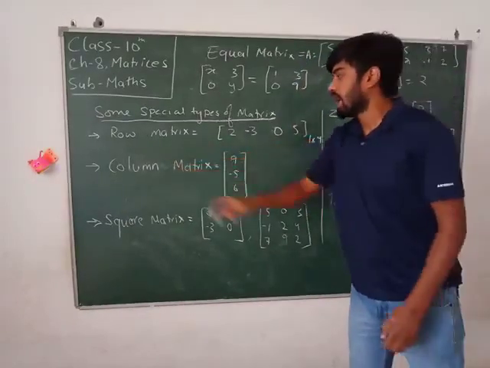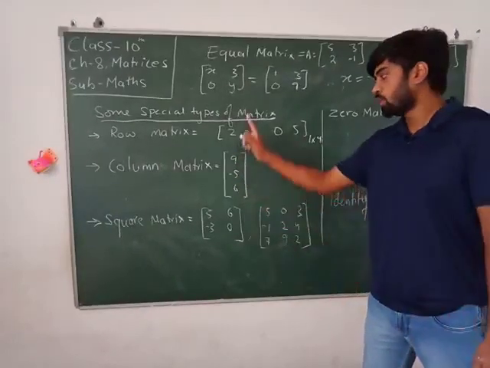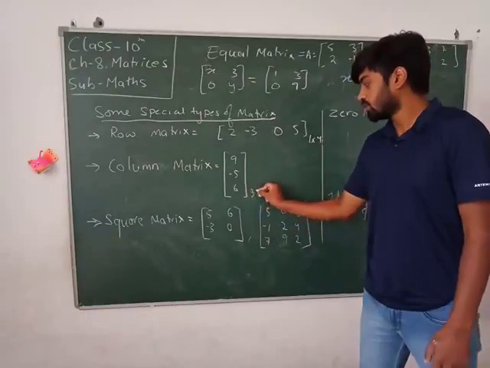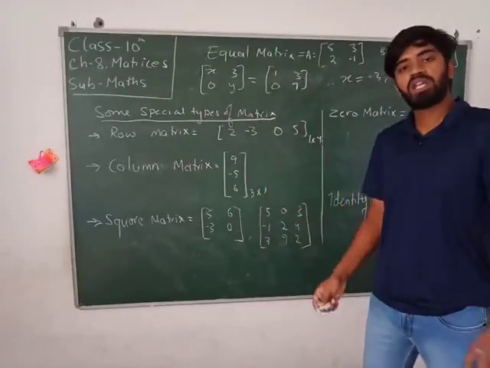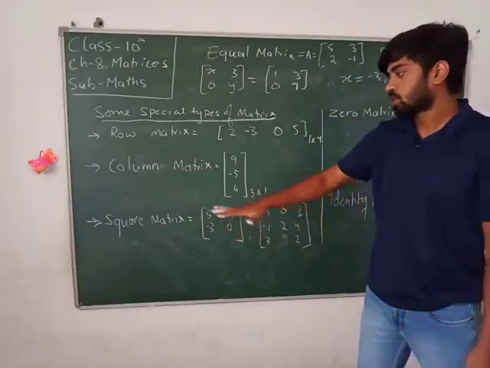Let's say this. How many rows do you see? 1, 2, 3. But how many columns do you see? Only one column. So what will you write? 3 into 1. What is the order of this? 3 into 1. Okay. Let's come to the third one, square matrix.